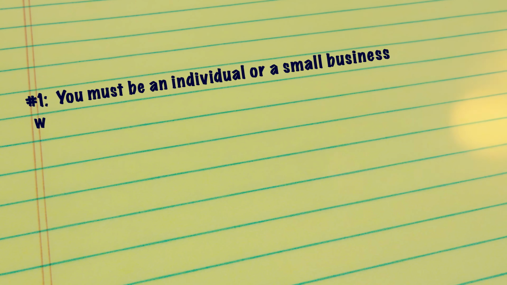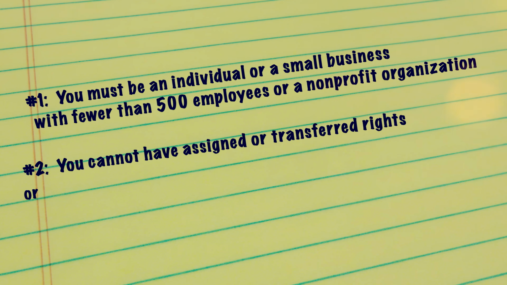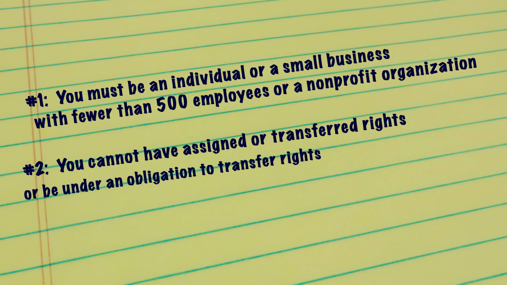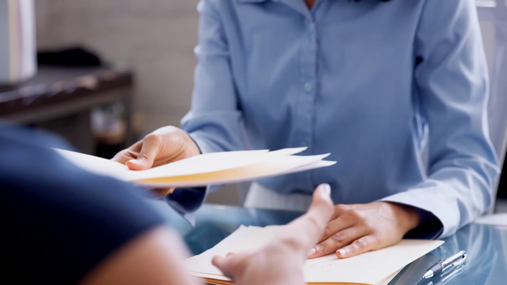Now, reminding ourselves that the 2 requirements for qualifying for small entity status under the patent code are that number 1, you must be an individual or small business with fewer than 500 employees or a nonprofit, and number 2, there's no transfer or assignment of rights or no obligation to transfer or assign rights in the invention to a non-small entity. Now, it's important to understand the difference between an invention and a product embodying the invention when considering the transfer of invention rights. It's the transfer or assignment of rights in the invention to a non-small entity that could trigger the loss of small entity status, and it's not the transfer or sale of a product embodying the invention.